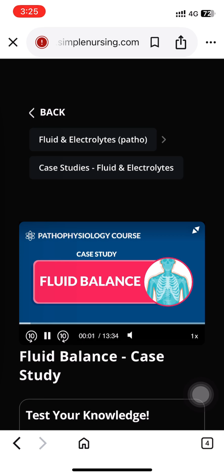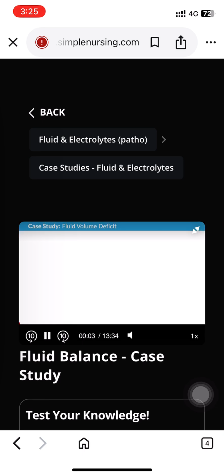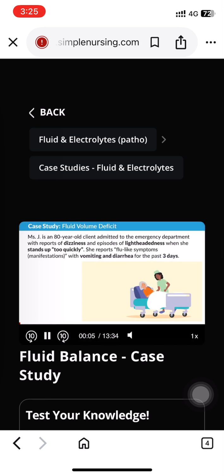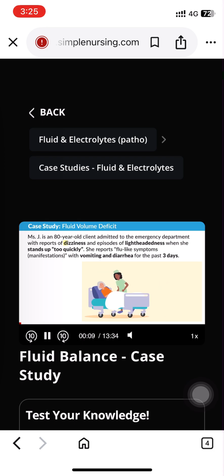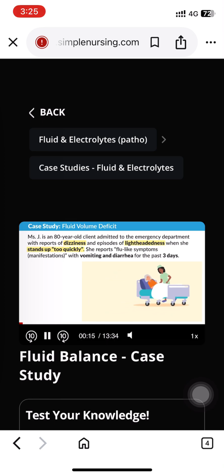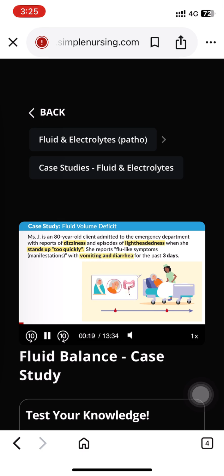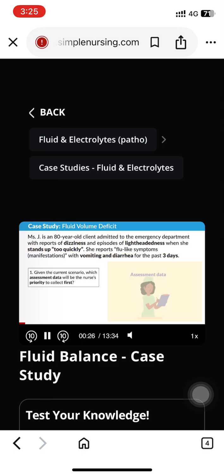Now it's time for the case study segment, starting with fluid volume deficit. Miss J is an 80-year-old client admitted to the emergency department with reports of dizziness and episodes of lightheadedness when she stands up too quickly. She reports flu-like symptoms or manifestations with vomiting and diarrhea for the past 3 days. Oh, snap. Given the current scenario, which assessment data will be the nurse's priority to collect first?